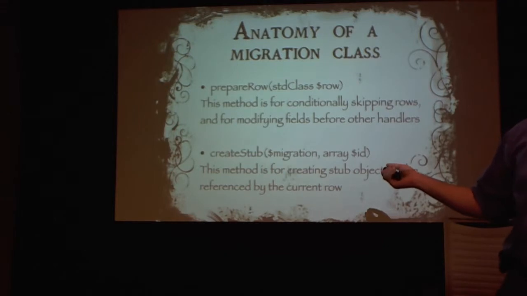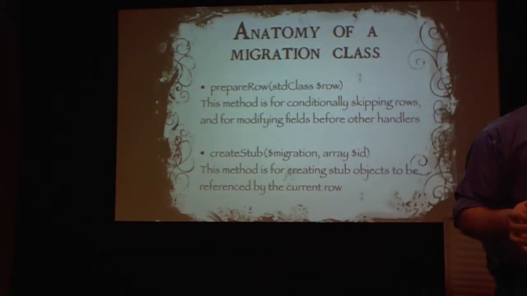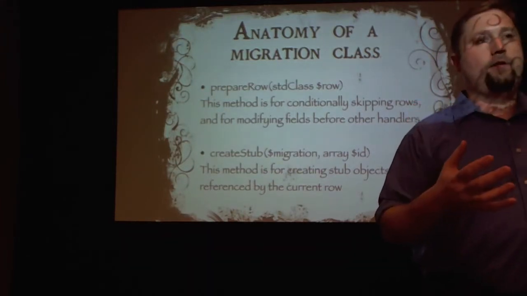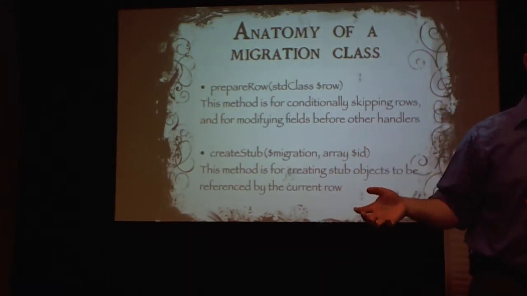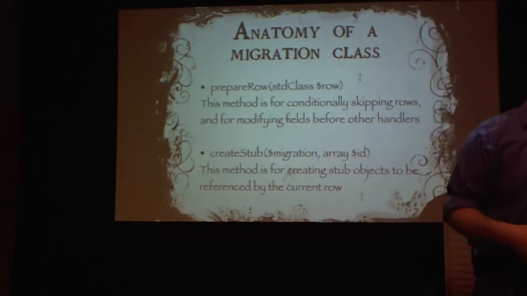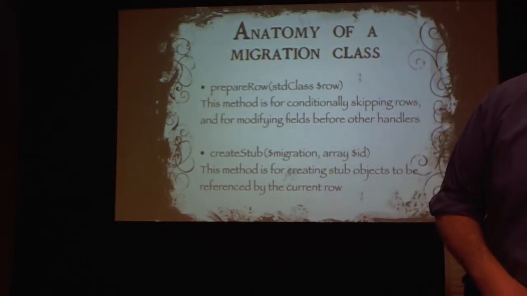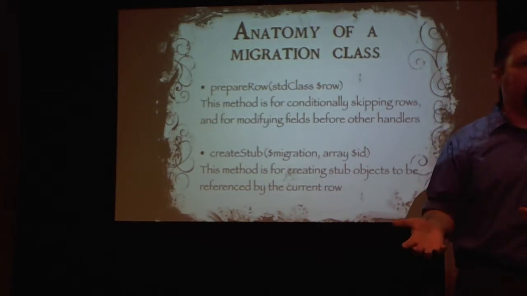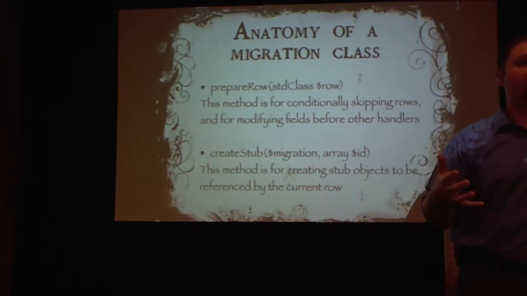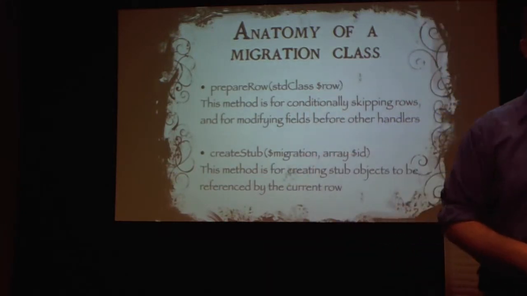And then you've got the create stub, and so this is called the chicken and the egg problem. So sometimes you'll have an object that you're trying to migrate, and it references another object that hasn't been created yet. And a good example of that is taxonomy. Maybe it'll have a taxonomy term, and then it'll have a parent term, and the parent term hasn't been created yet for whatever reason. And so you can use this create stub to actually go and create objects, and then later go and update them.